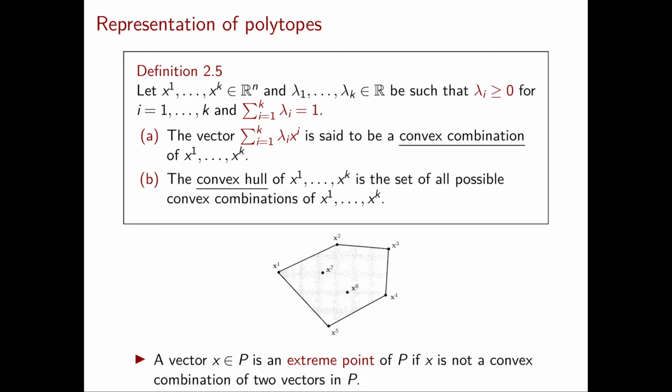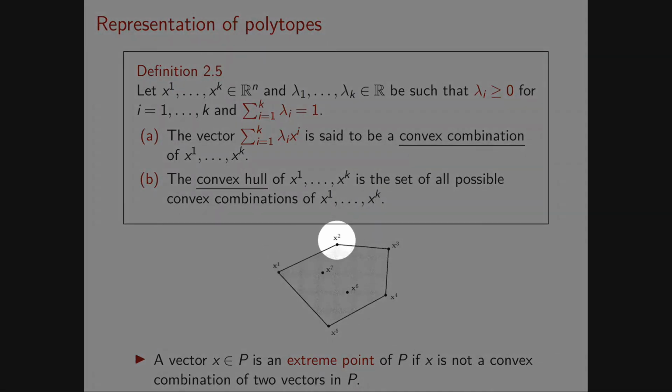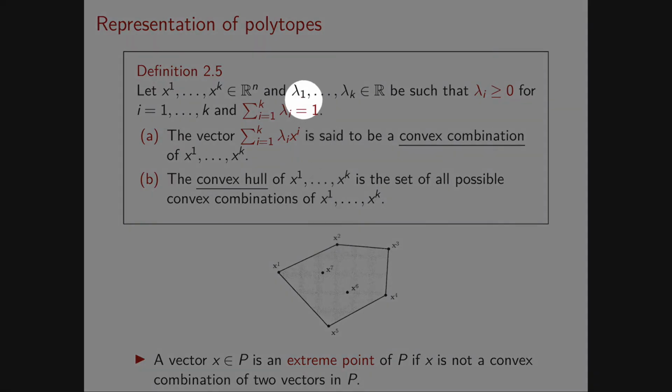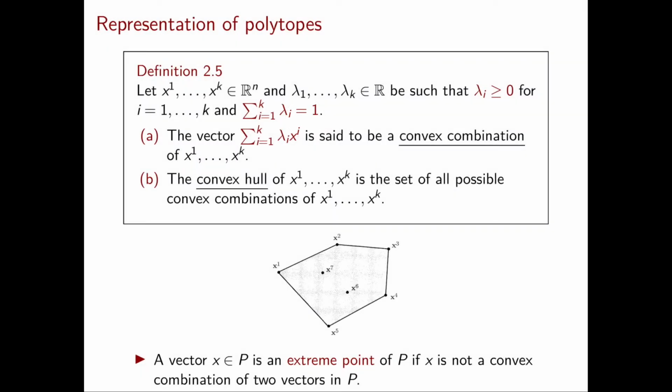If k is equal to 2, we only have two vectors, let's say this x1 and x2, so let's ignore the other ones in this picture for now. In this case, you will only have lambda 1 and lambda 2, and since they sum to 1, lambda 2 will be exactly equal to 1 minus lambda 1. And so we have already seen an example of a convex combination of two vectors. In fact, we have seen this in the definition of extreme point.